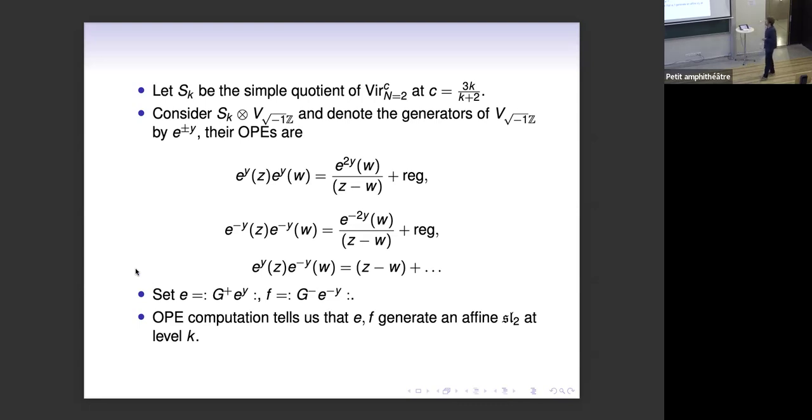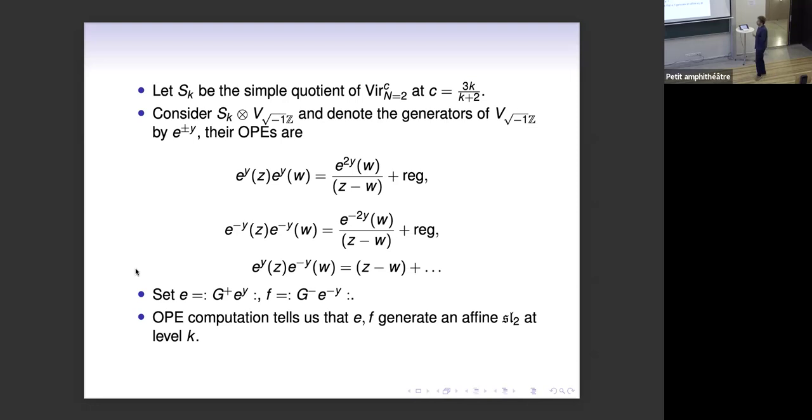I denote it here SK so that I don't have this long symbol. And now I do the analogous thing. Instead of tensoring with the lattice VOA of the integers, I tensor it with the lattice of minus square root of -1 times the integers. Why do I do this?